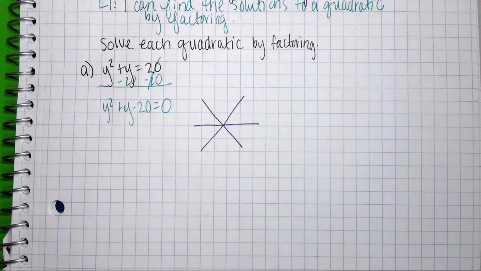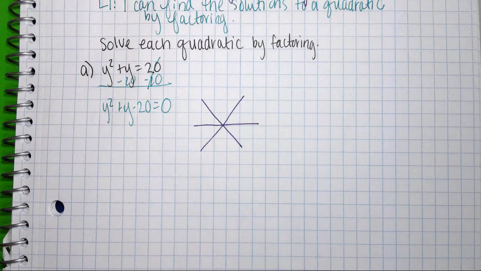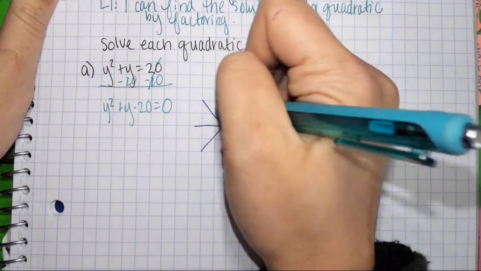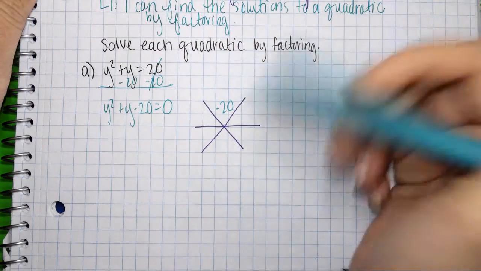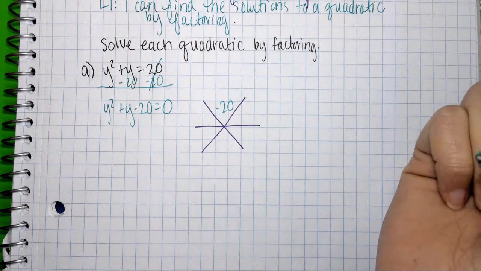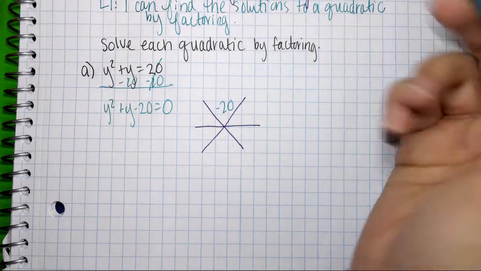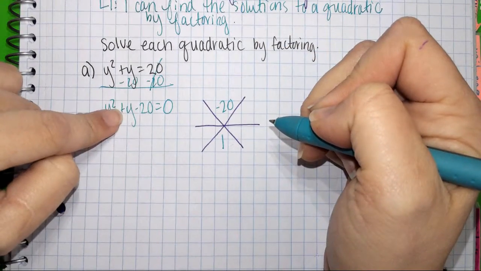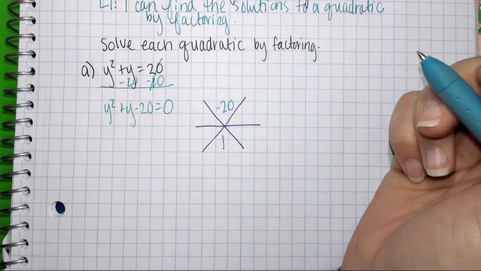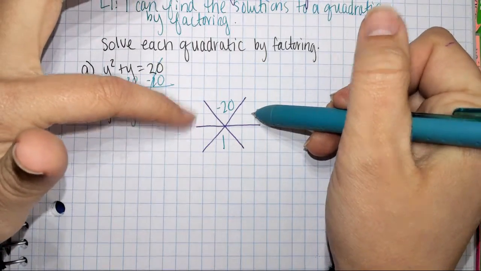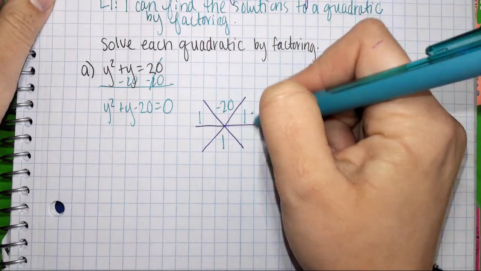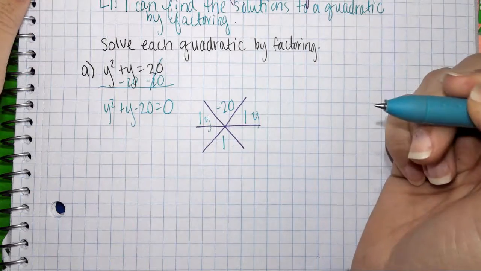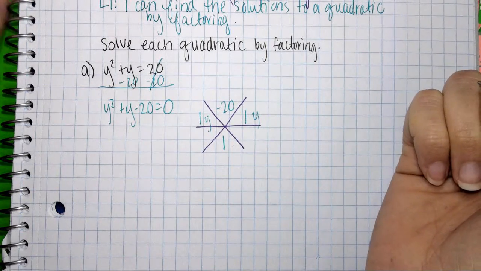Alright, so draw your star. Who remembers what goes in the top of our star? Positive 20 or negative 20? Negative 20. Good. Take a point. And what goes in the bottom of our star? 1. Because what number is in front of y? 1. Good. And what goes in the top left and right? 1. And you can write a y if you want to, but you don't have to.